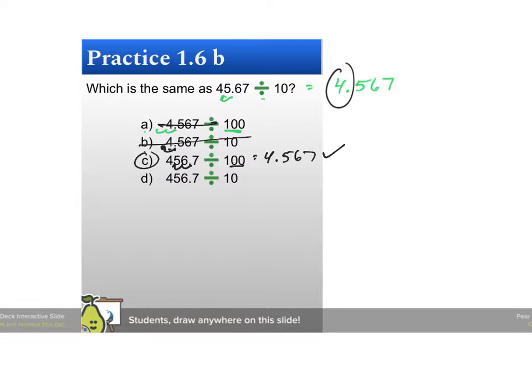D, 456.7 divided by 10. I'm going to move the decimal place 1. That would be 45.67. That's too big. So C is my answer.